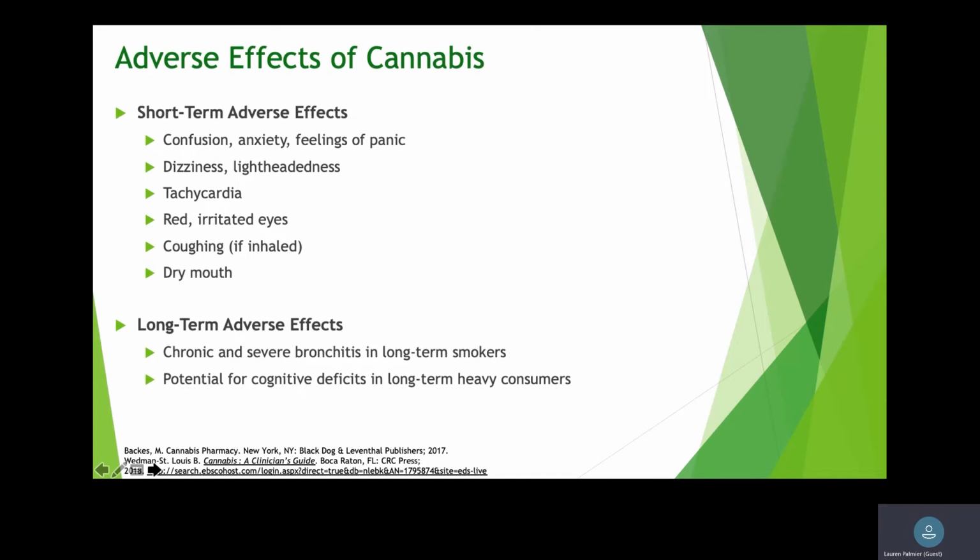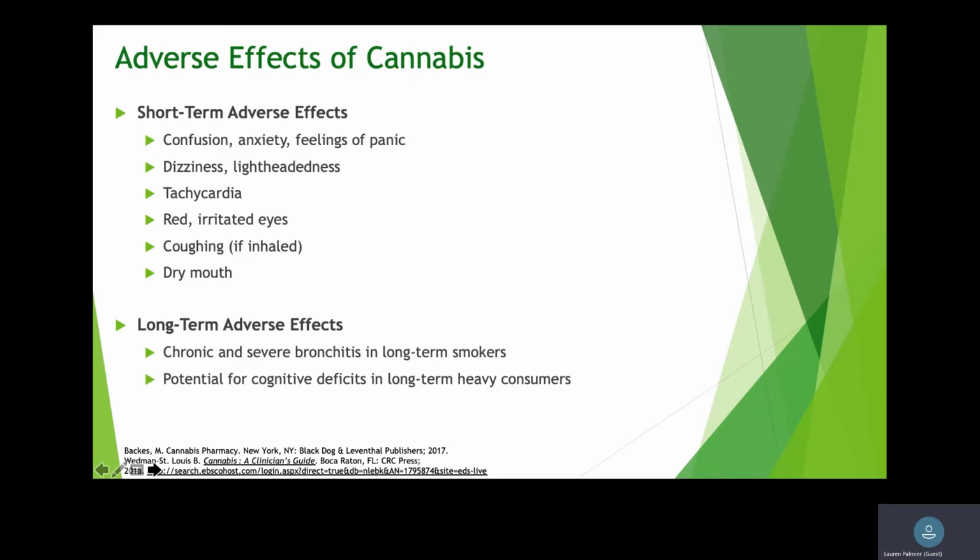So, cannabis does come with its own range of adverse effects. So, there's kind of two different ways to look at the adverse effects of cannabis. There are short term adverse effects, and there are long term adverse effects. So, short term adverse effects would include things like confusion, anxiety, feelings of panic. And these are typically dose dependent adverse effects, so a lower dose of THC may help relieve these symptoms.